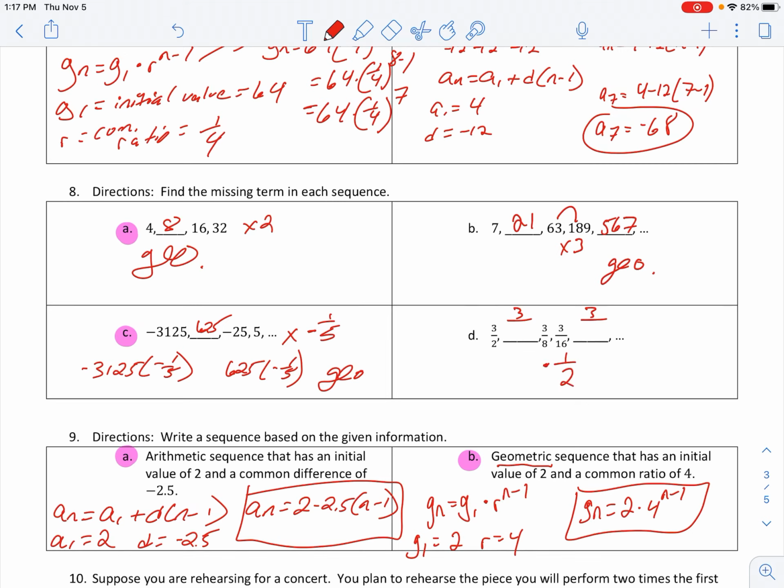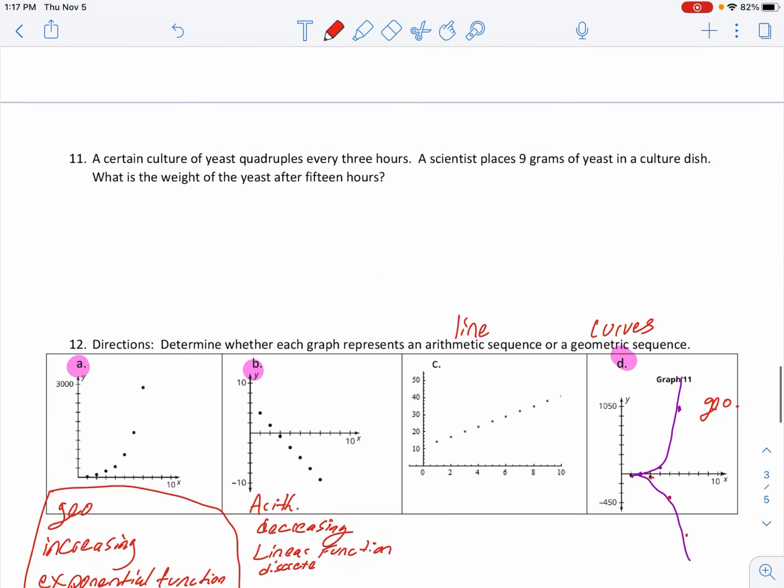So technically what we're doing is multiplying by a half. 3 times a half, 3 times 1 is 3, 2 times 2 is 4. 3/4 times a half, 3 times 1 is 3, 4 times 2 is 8. 3/8 times a half is 3/16, and 3/16 times a half is 3/32. Okay.